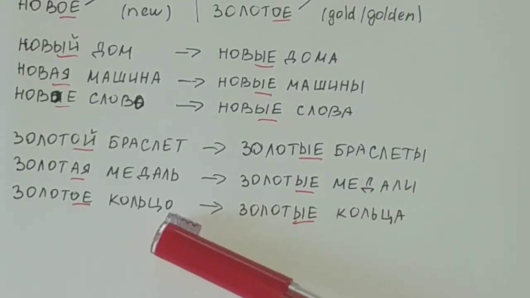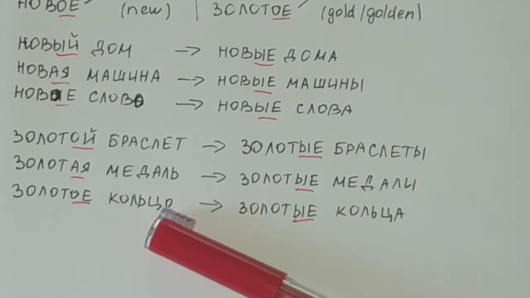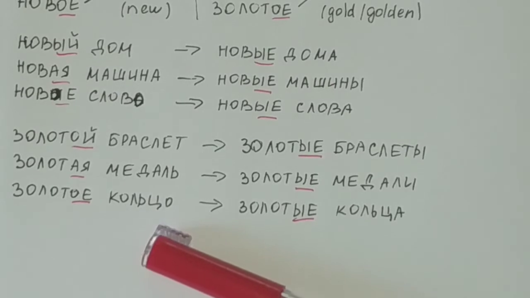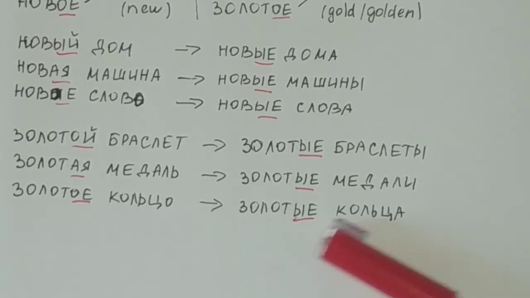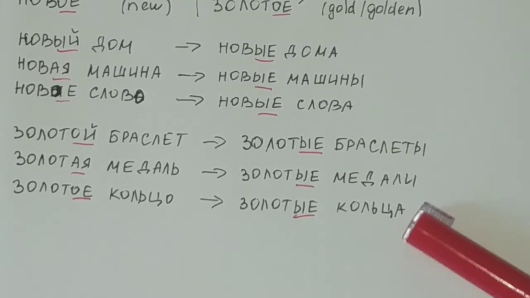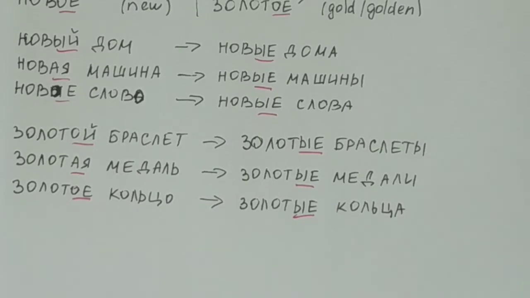And the last example for the neuter gender now is золотое кольцо. Кольцо means ring. So золотое кольцо means golden ring. And the plural version will be золотые кольца. Gold rings, the plural form.